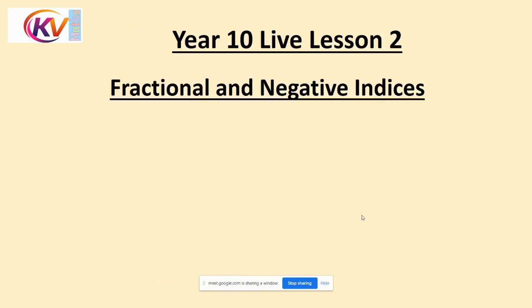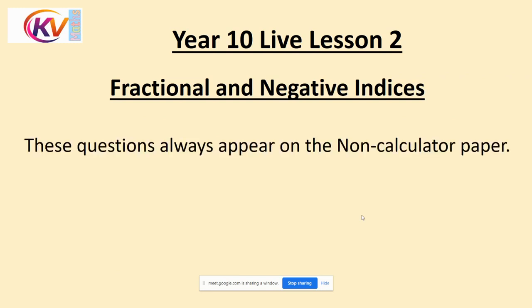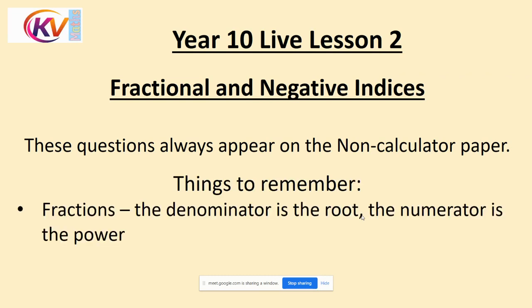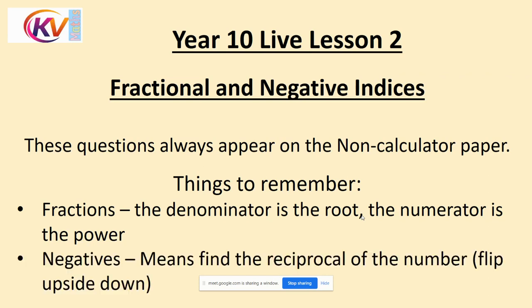Right, so fractional and negative indices on this one. These are always going to be on the non-calculator paper, because they require you to make sure that you can use your brain rather than calculator to work out the answer to these. The things that you need to remember are, when you have a fractional power, the denominator is always the root and the numerator is the power. If you have got your knowledge organizer in front of you, then you can have a look at those to see how you use the fractional powers. The other one is the negative power. As soon as it's got a negative power, you find the reciprocal of the number, which means you flip it upside down.